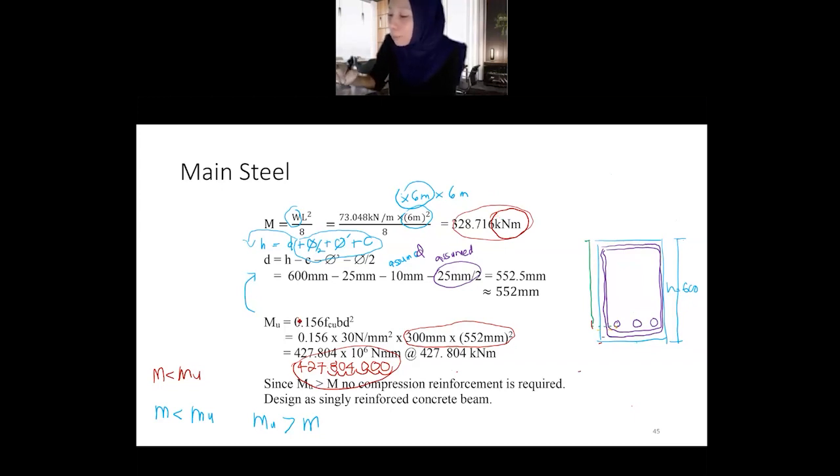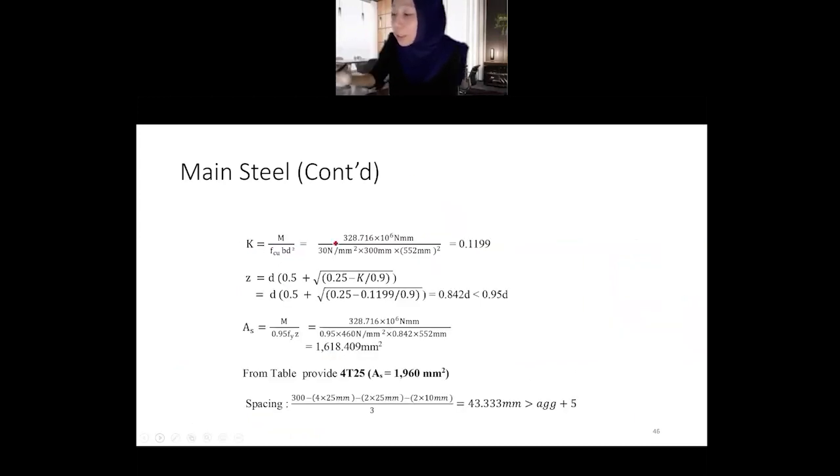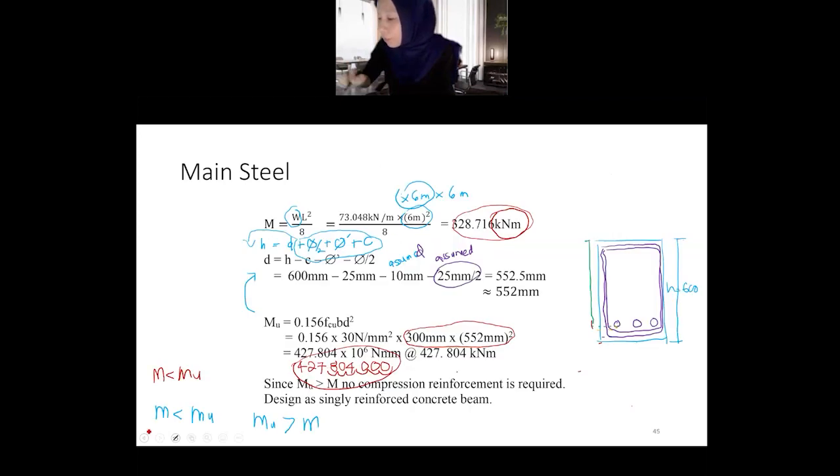The maximum moment the beam can support, we don't care, because we just want to compare. We want to look at our own loading, that's why we put it here. Moment from loading: make sure you convert it to Newton millimeter, meaning multiply by 1000 for kilonewton to Newton, and another 1000 for meter to millimeter. Then divide with fcu 30, b 300 which we know, and effective depth 552.